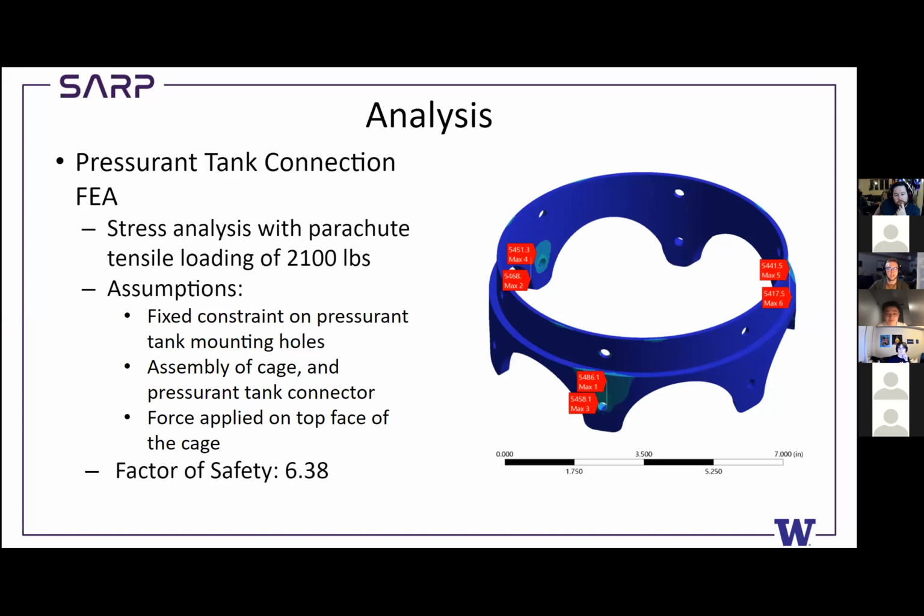Here we are with the pressure and tank connection. The stress analysis was also done with the tensile loading on the parachute, as we figured that would be the main problem here. I don't think this will have any problem with compression. However, that's probably something we'll look into either way. But it did very well under the tensile loading. We assumed that it had a fixed constraint on the pressure and tank mounting holes where the bolts connect. We had an assembly of the cage and the pressure and tank connector together, and the force was applied on the top of the cage to emulate the shock force of the parachute. We had a factor of safety of 6.38. So even though this was a fairly optimized part, it could go further. That's something we may look into later in the year.